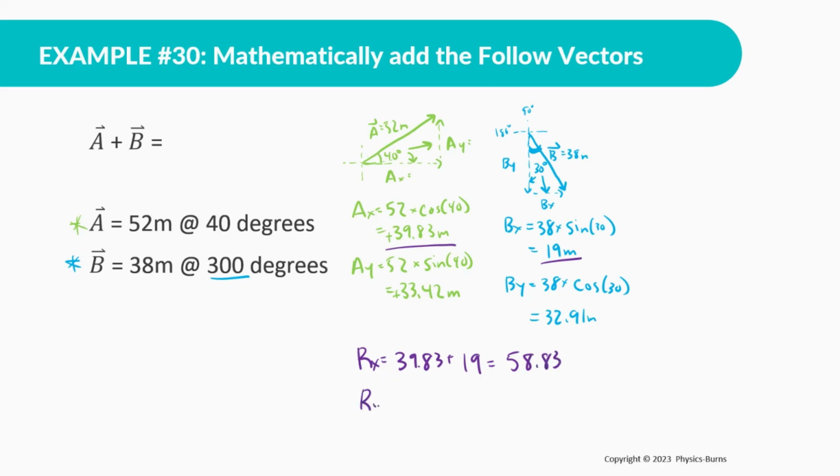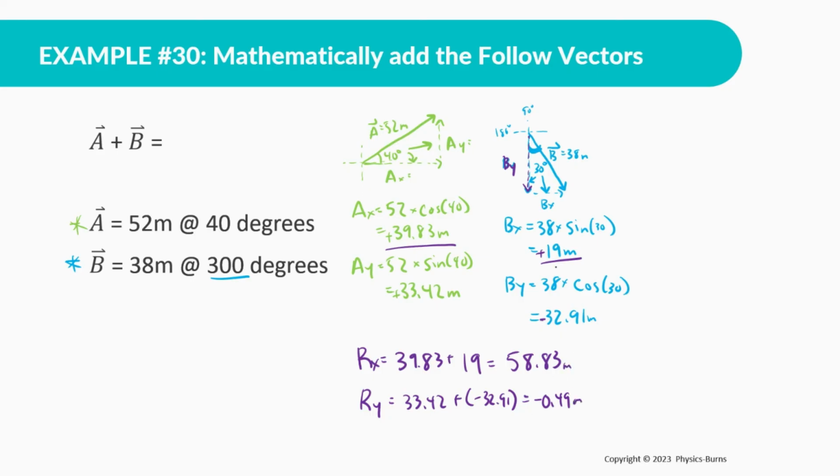And then r sub y is equal to 33.42 plus, and I made a little bit of a mistake here. B sub y is going down, so this should be negative 32.91. This is why I should always be adding that plus and that minus, because you might get it wrong. So plus negative 32.91. 33.42 minus 32.91, and you get negative 0.49, both in meters.